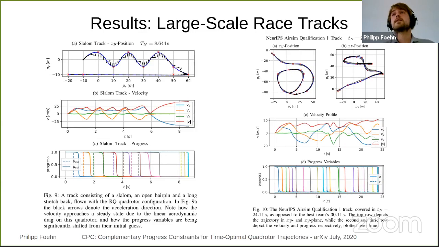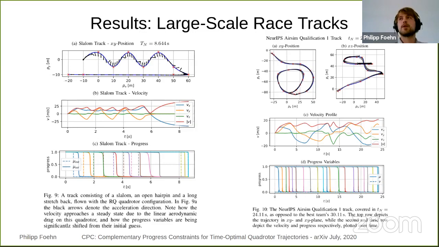However, if we feed this track into our optimization, it will generate a feasible solution that passes the whole track in only 24 seconds. This is around 20% faster than what the fastest team achieved.